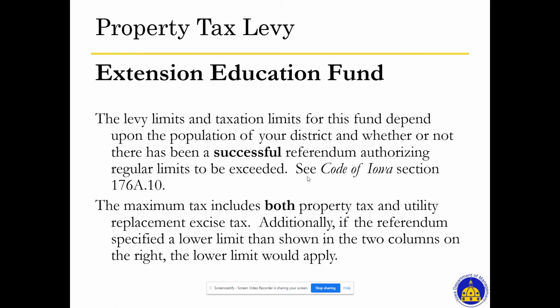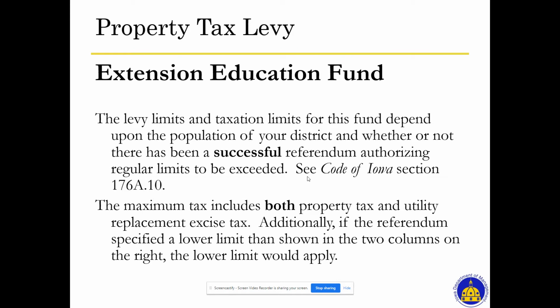So for ag extensions, your main property tax levy is the Extension Education Fund. The levy limits and taxation limits for this fund depend on the population of the district and whether or not there's been a successful referendum authorizing regular limits to be exceeded. The Code of Iowa section that you'd want to look at is 176A.10. The maximum tax includes both the property tax and utility replacement tax asking. It's, what is your tax asking that you're going to enter on the form?